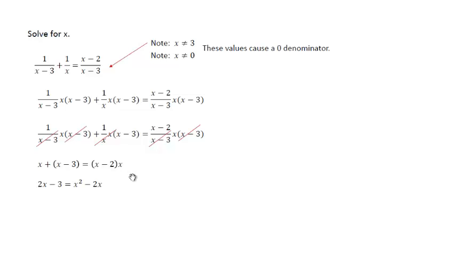So in the next step, I can add these like terms, 2x and then minus 3, and here on the right-hand side, I have to distribute, even though it's in the back. This is the distributive property, and I get x squared minus 2x.